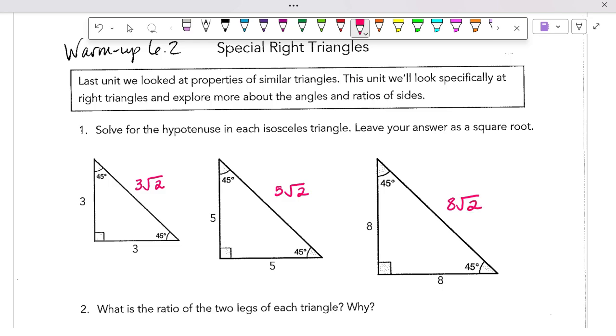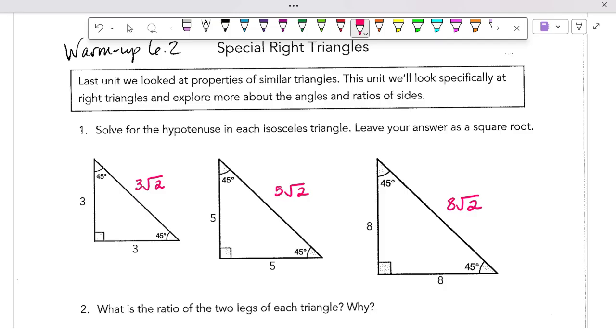Now, again, the reason that I asked you guys to simplify the radicals is because it's pretty obvious what the pattern is. All right, what do you guys think the pattern is? So what do they have in common? What do all 3 of those triangles have in common? Right, it's one of the legs times the square root of 2.